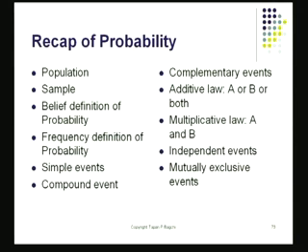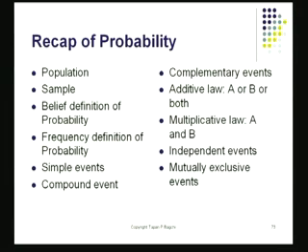Then, of course, I gave you a subjective notion of probability and a more objective notion of probability. The subjective notion comes from belief: the belief that on July 15th it is going to rain in Kharagpur. That is a matter of belief. Frequency distribution, of course, goes back to real data. So you look at real meteorological data, and from that you try to figure out how often it has rained in Kharagpur on July 15th. Then we discussed simple events and compound events, and we looked at conditional probabilities and complementary events. We looked at the additive law and the multiplicative law. We looked at independent events and mutually exclusive events.